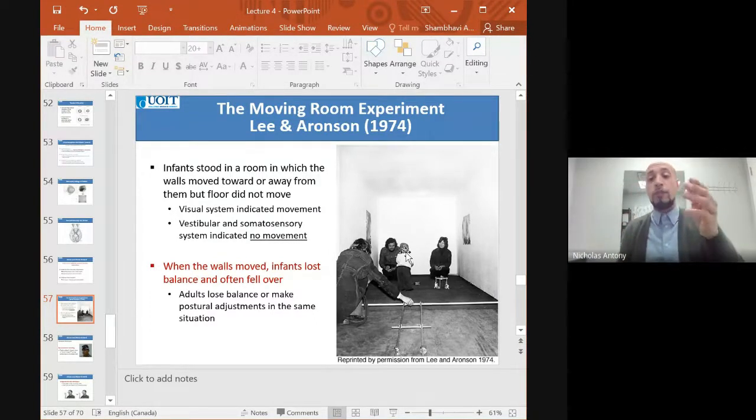The children all fell, even though the other two senses told them they were stable. Vision told them they were off. So it just proves that vision is primary. Does that make sense?